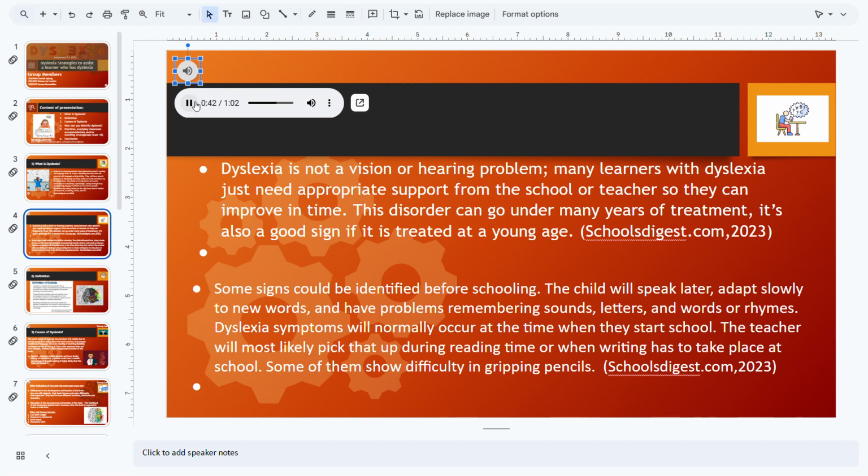Dyslexia symptoms will normally occur at the time when they start school. The teacher will most likely pick up on this during reading time or when the learner has writing skills to do at school. Some of them have difficulty in gripping pencils as well.